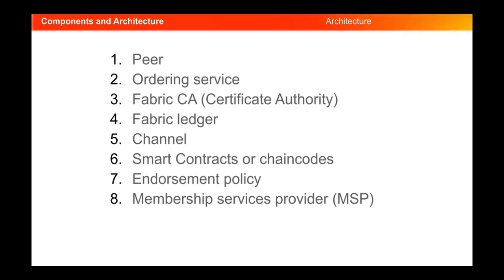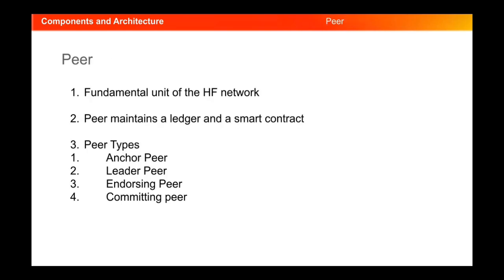These are the components that the Hyperledger Fabric framework is made of. Let me list them all out. First one is peer, next is ordering service, Fabric certification authority, Fabric ledger, Fabric channel, smart contracts or chain code, endorsement policies, MSP or membership providers. In this section, let us look into what a peer is.